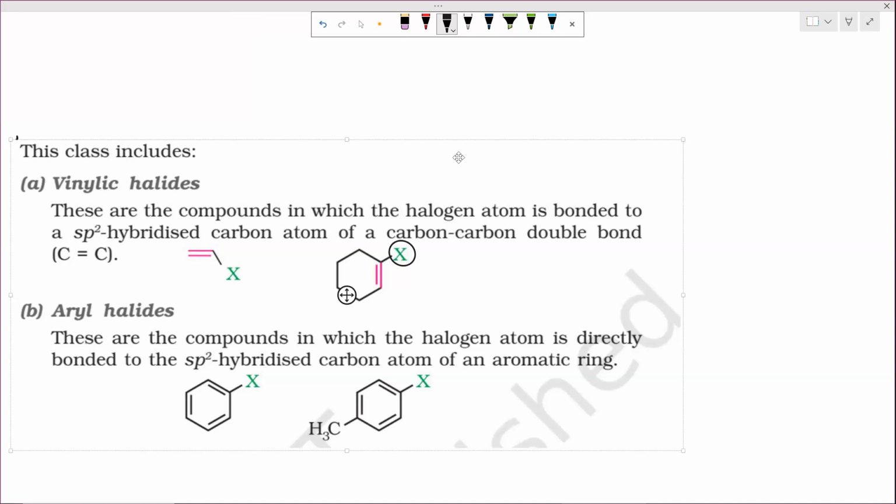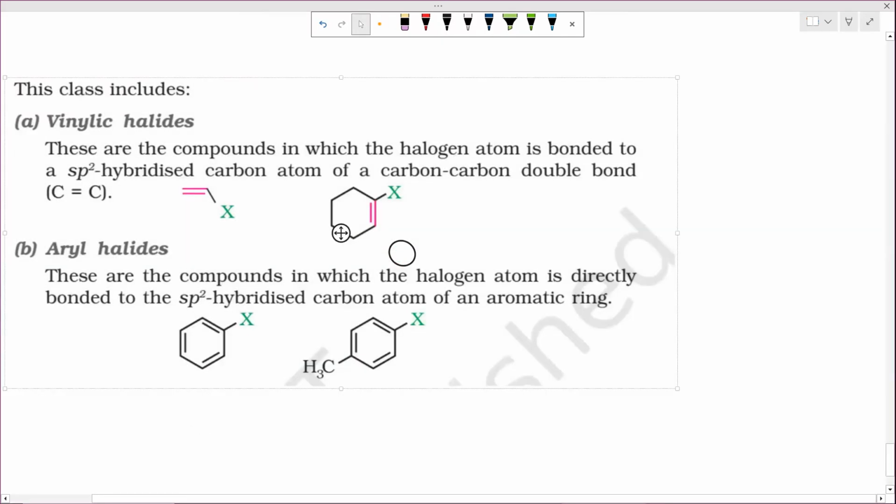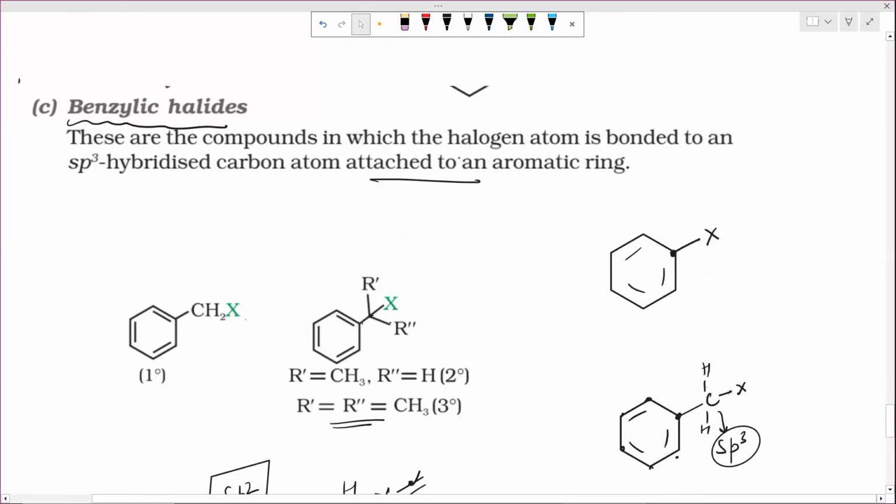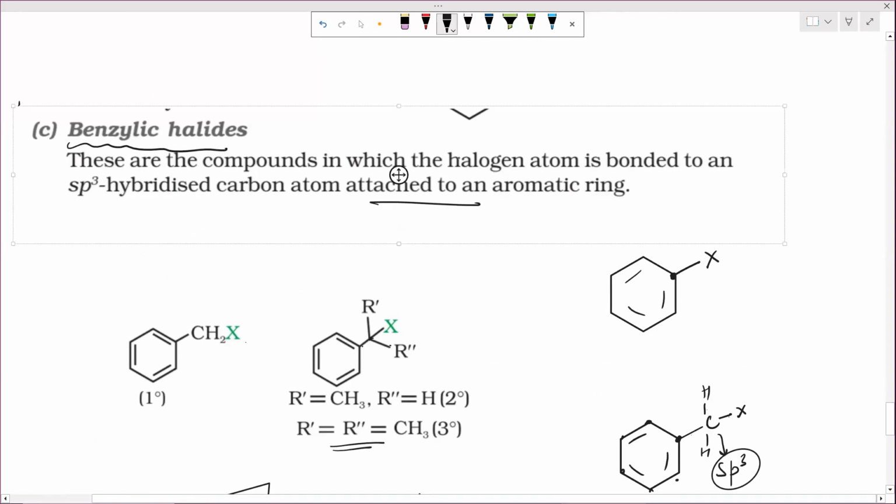And what are aryl halides? In the aryl halides, the halogen group is directly attached to the benzene ring. What is the difference between aryl halides and benzyl halides? In the benzylic halide, the halogen group is not directly bonded to the main benzene ring.